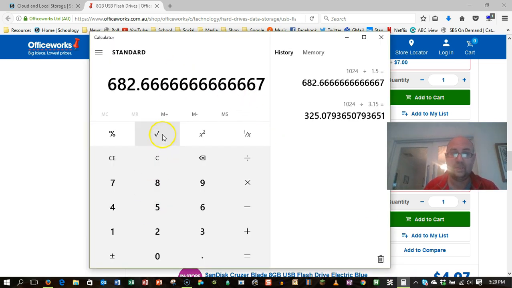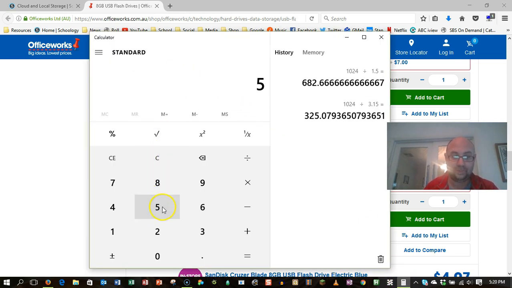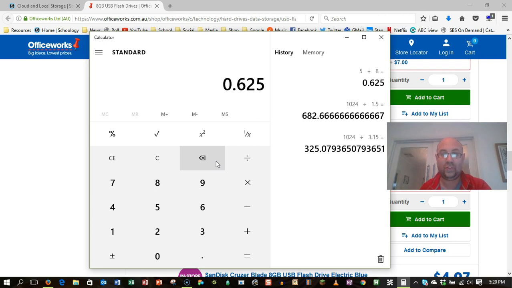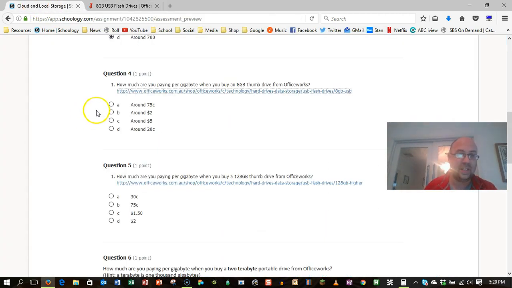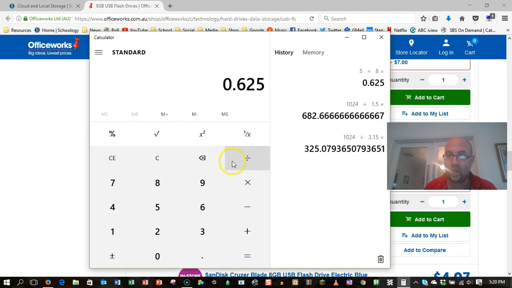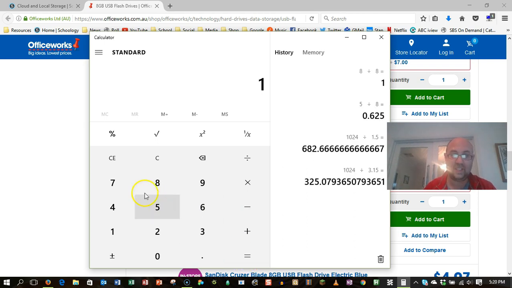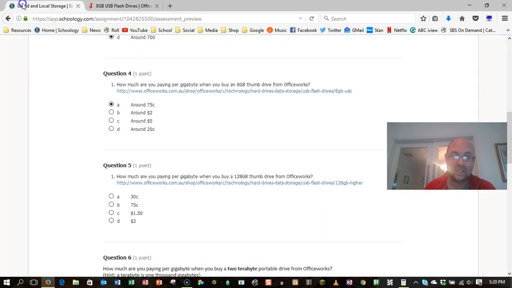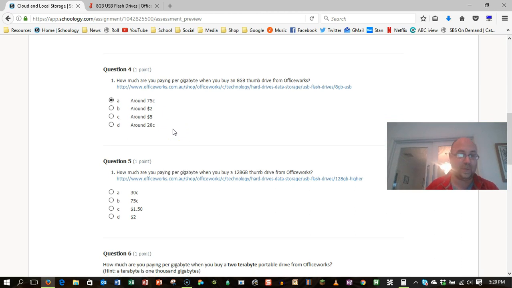So if we're only paying $5, if we're getting one of the cheaper ones, so 5 divided by 8 equals, okay, 62 cents. So we go back and look for the nearest price, which is 75. Let's assume that we're buying one of the more expensive ones, which is $8. So it's 8 divided by 8 is a dollar, and that would still be the nearest price.